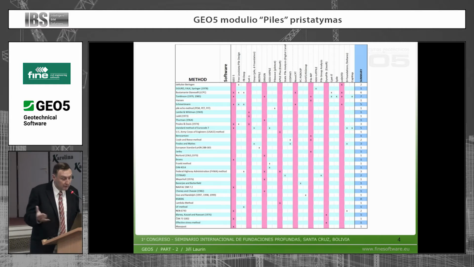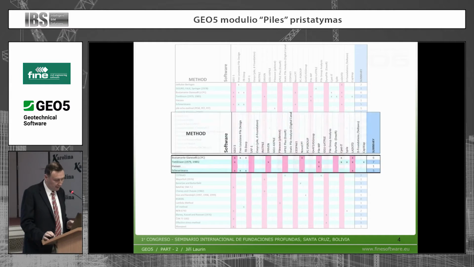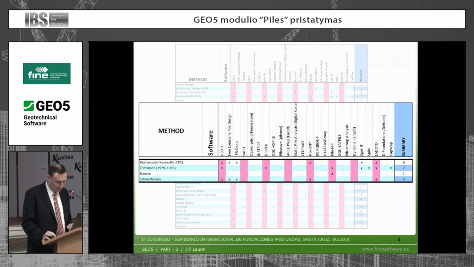And you have about 40 different programs that you can use, and usually one method is in one program. So every time you can say we are computing well because we have this input and we have this result. If we look at the methods, we find out that only several methods are in more software.